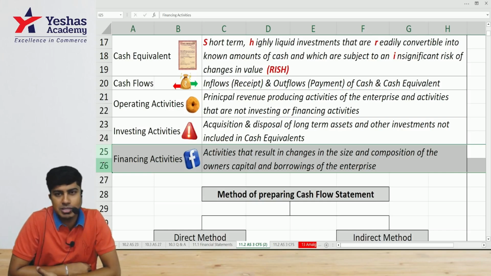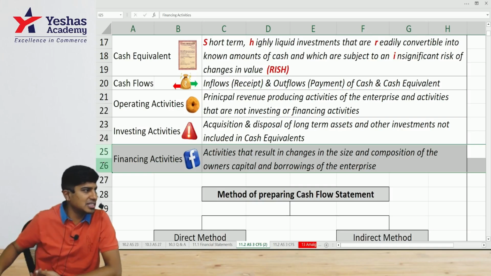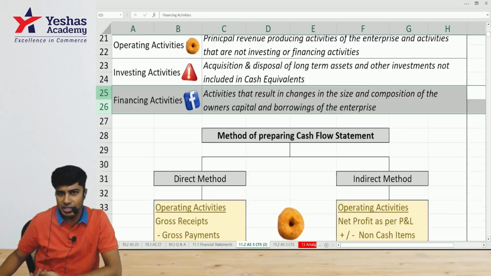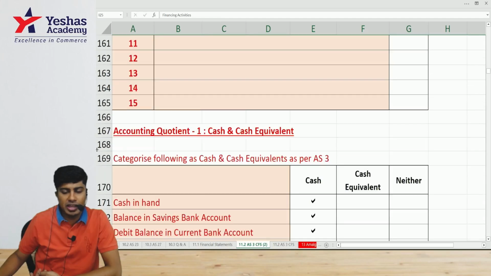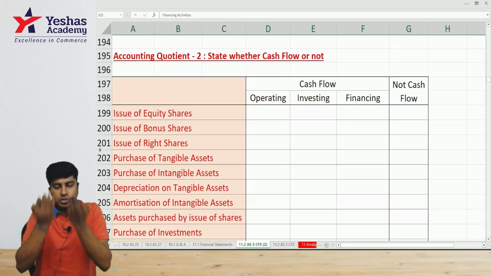Now let's play a small game. In this game, I'll give you a bunch of transactions. You should categorize them into operating, investing, financing. I've mixed them all up, okay? Like rice, wheat, ragi. I've mixed it. What should you do?